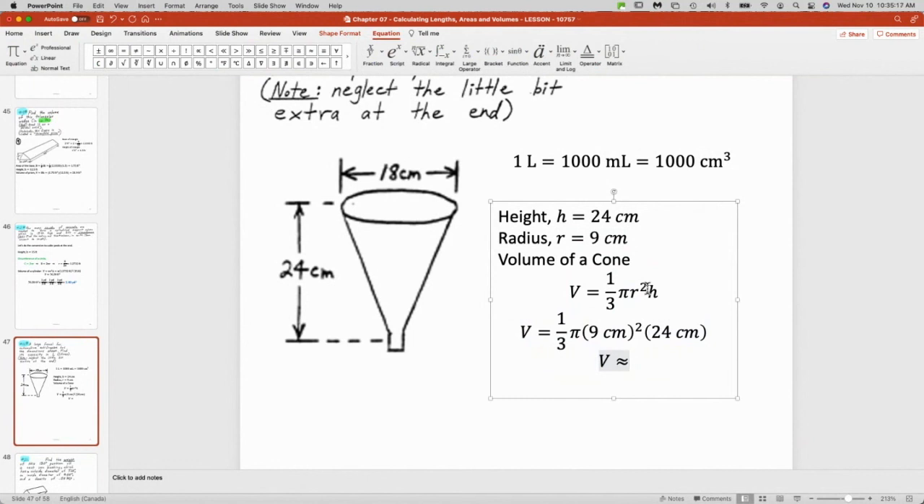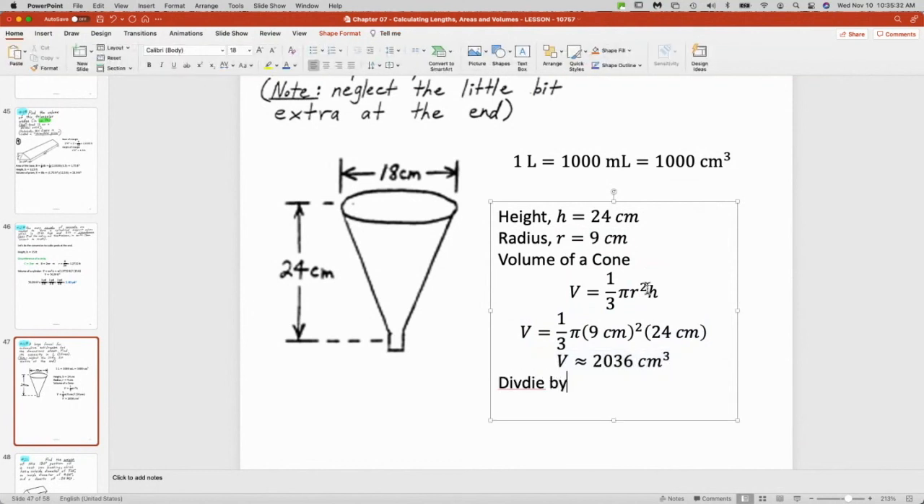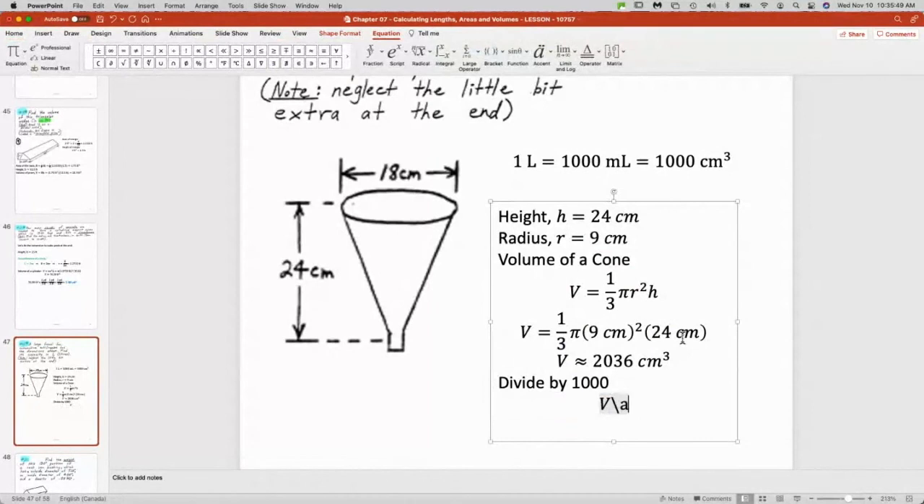Anybody have an answer there? Did anybody get 2036? Thank you, Nicholas. Yeah, 2036 centimeters cubed. This is metric, so in the metric system you don't have to give me stories and explanations. Divide by 1,000, because the metric system is powers of 10. Powers of 10, divide by 1,000, multiply by this or whatever, those things you can do in your head. If we divide this by 1,000, we get 2.04 liters.